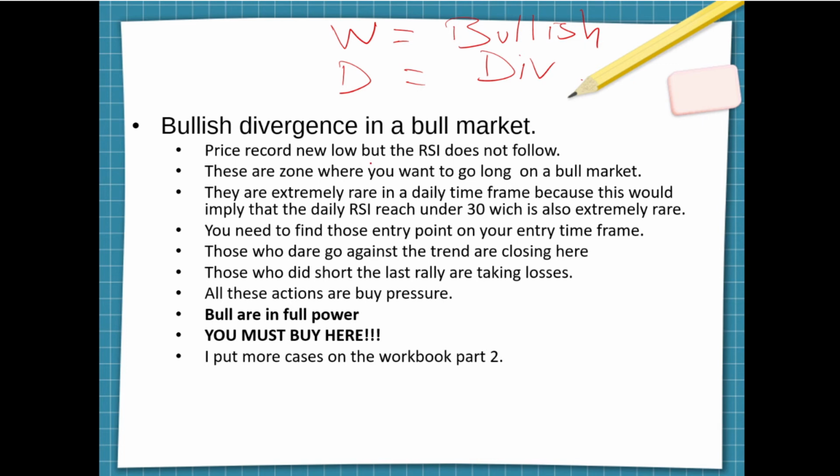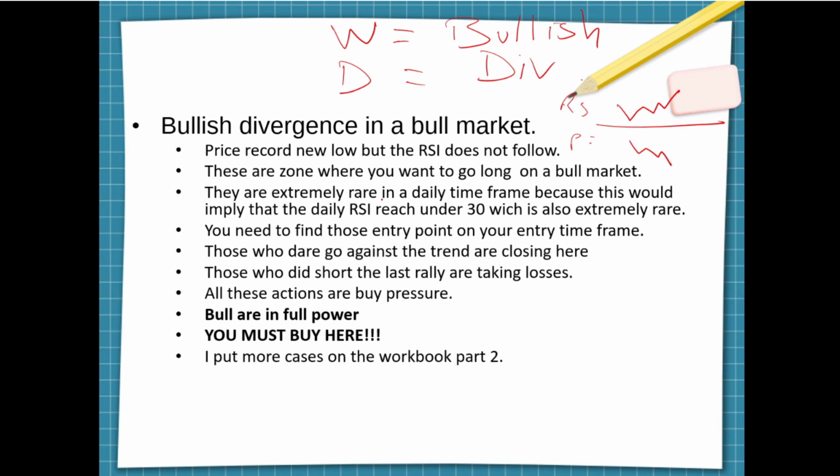Is this that man mean? Price record new low in the RSI. I think that I'm wrong, but yeah, that's it. So price record new low, but the RSI does not follow. A bullish divergence. So you have the price, something like that on a daily time frame, but RSI gives you something like that. So this is a bullish divergence.